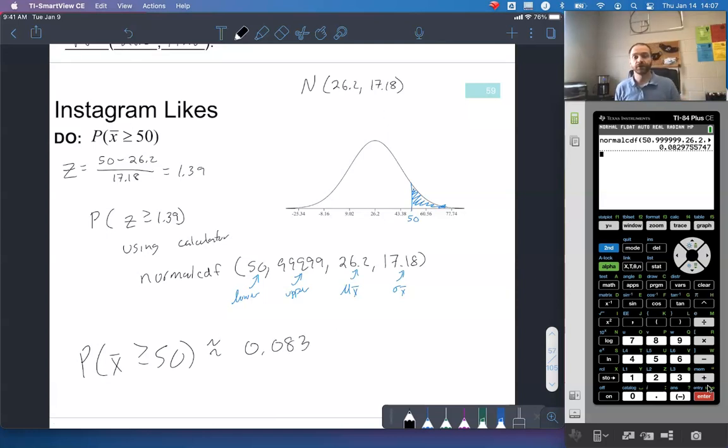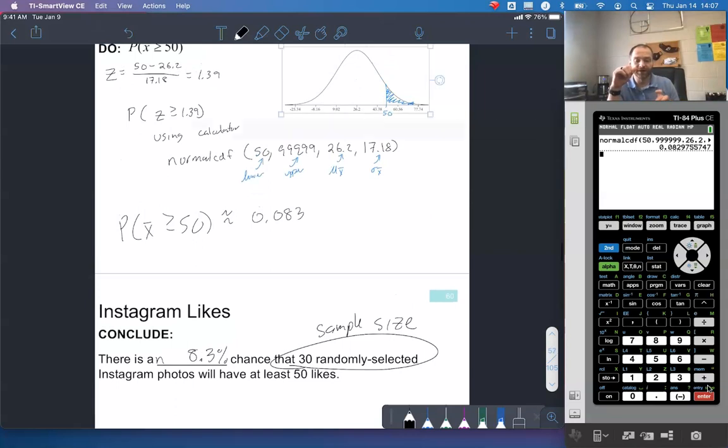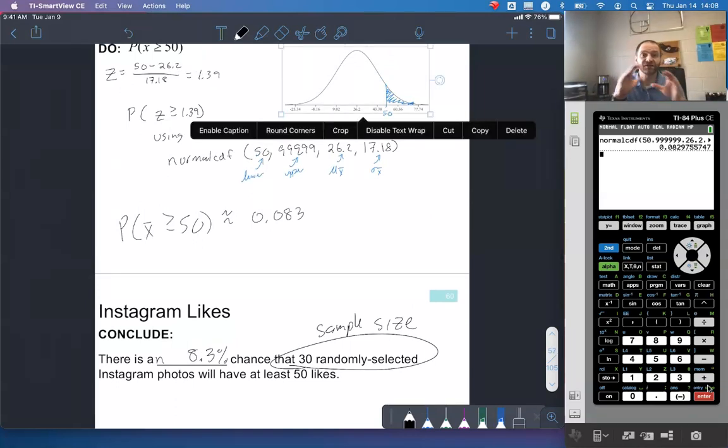All right, so let's conclude. There is an 8.3% chance that 30 randomly selected Instagram photos will have at least 50 likes. Now, here's what I want you to realize about conclude. Notice it does say the sample size, because this is all based off of a sampling distribution where you had a sample of 30, a sample of 30, a sample of 30. So this distribution right here is based solely on samples of size 30.